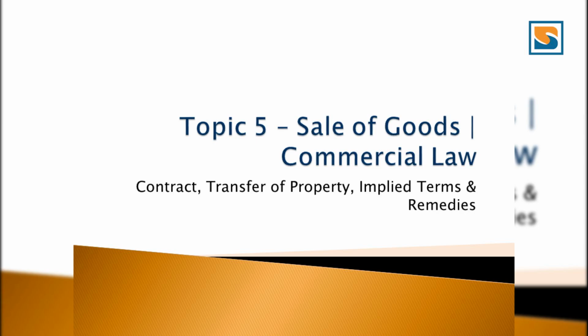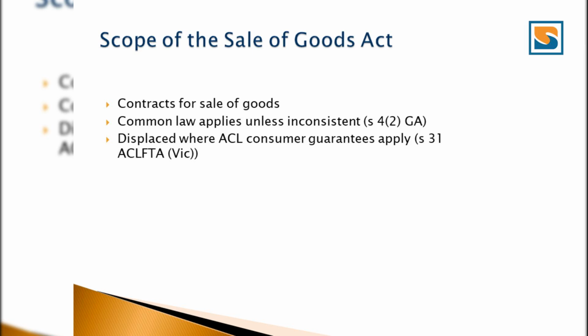Today we'll focus on the sale of goods, looking at how contracts for goods operate, implied terms, and the remedies available under the law. The Sale of Goods Act governs contracts involving goods. Section 4, subsection 2 provides that common law continues to apply unless inconsistent with the Act. Importantly, certain ACL guarantees override provisions in the Goods Act.